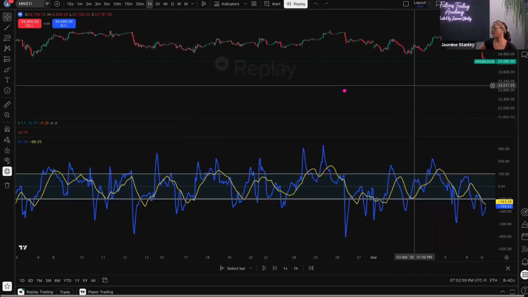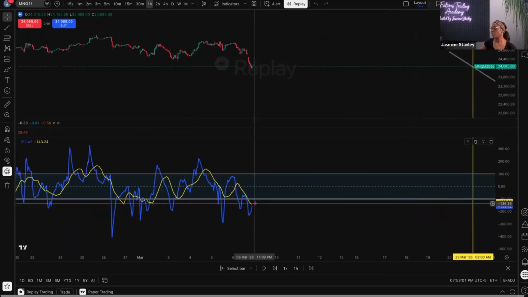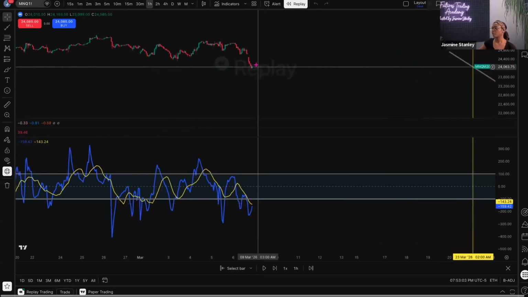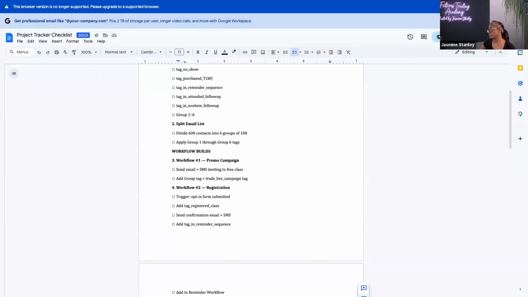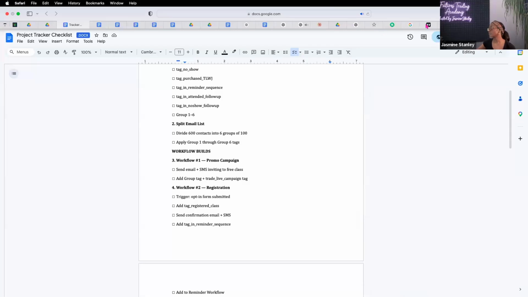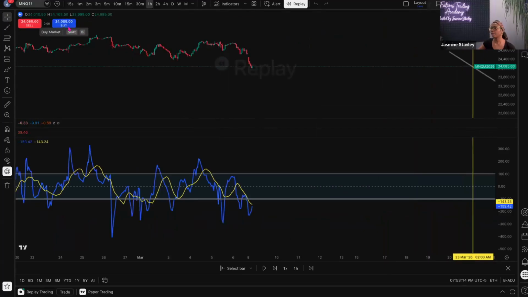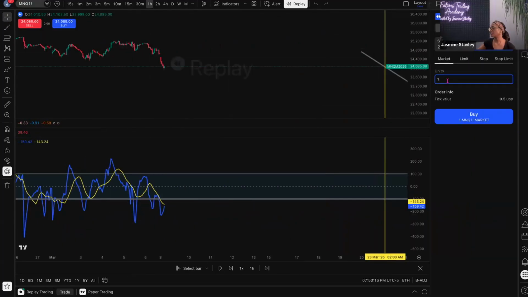And when you do that, all you've got to do to trade it is wait for the whole thing to happen. And once you're ready, like, okay, this is where I would enter. You want to press buy. You want to press buy. Okay. And then you want to put your units.